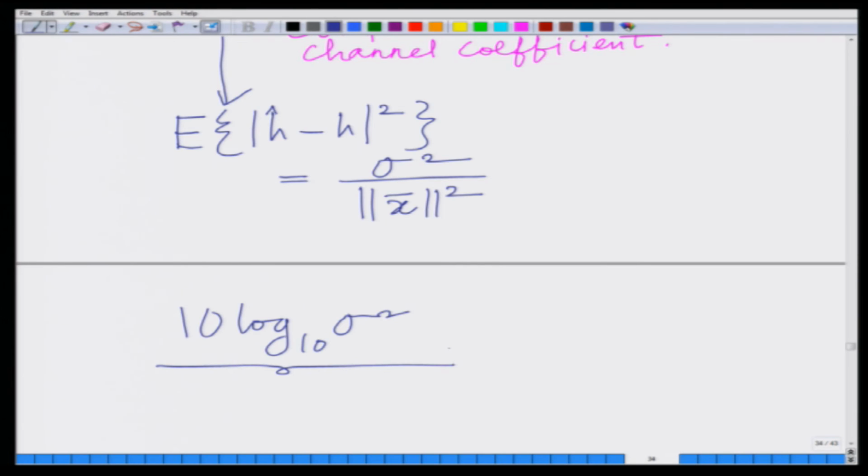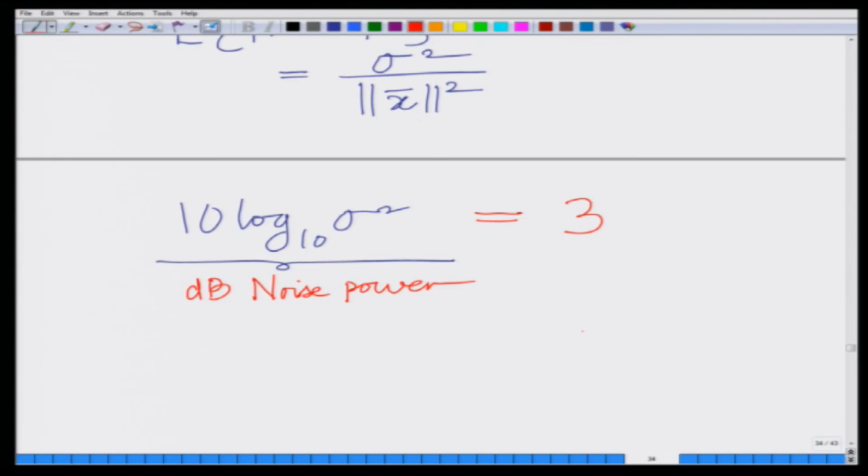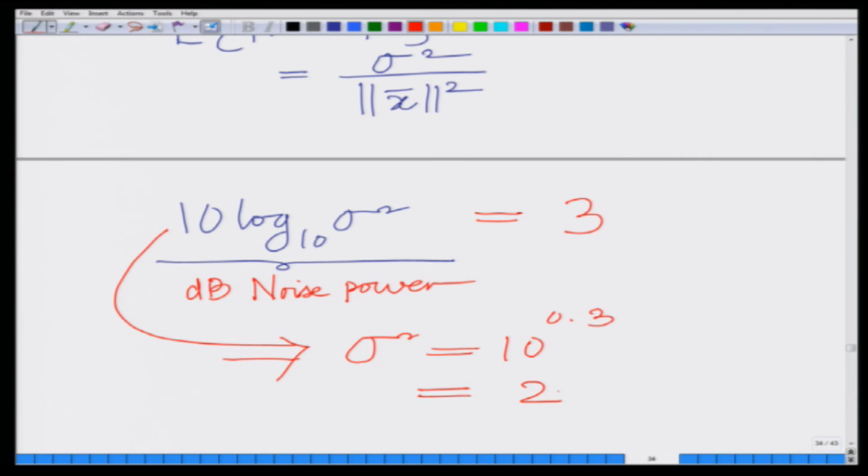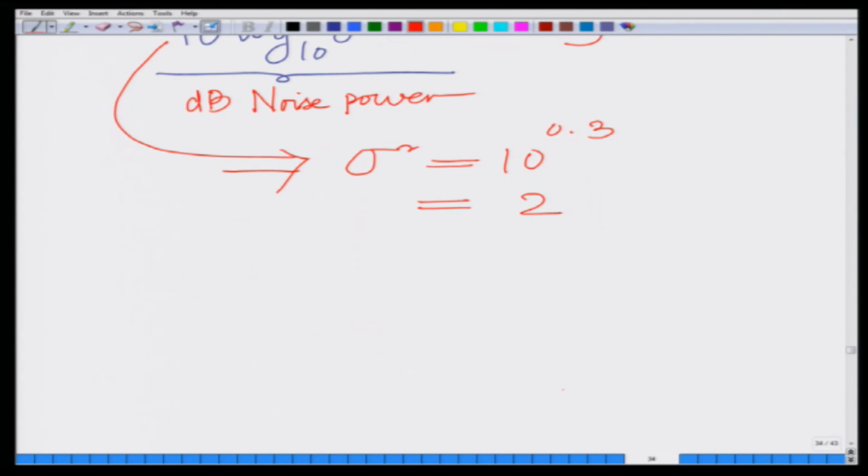What is this? This is your dB noise variance or noise power. dB noise power or dB noise variance equals 3 dB. So, 10 log to the base 10 sigma square equals 3, which basically implies that sigma square equals 10 to the power of 0.3, which is equal to 2. Alright. So, the noise variance sigma square equals 2, which means the variance of the channel estimate.